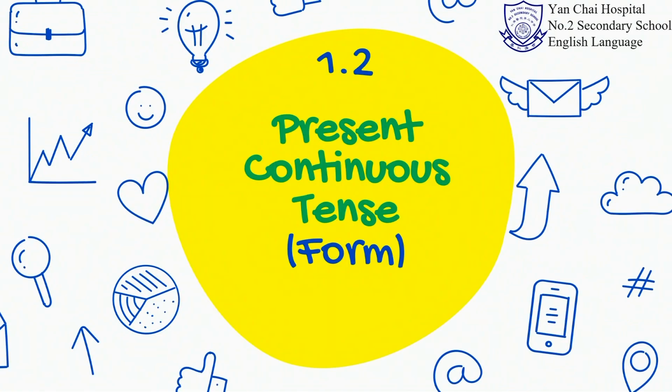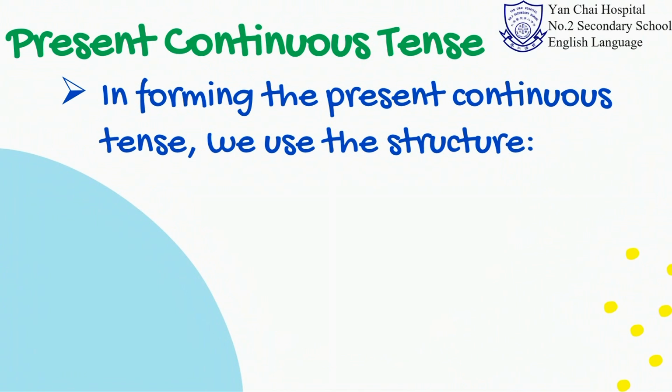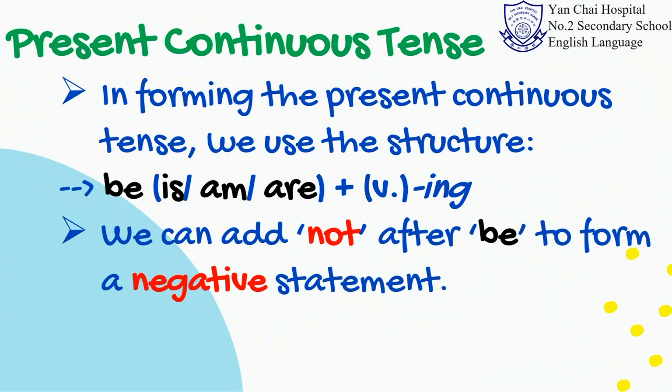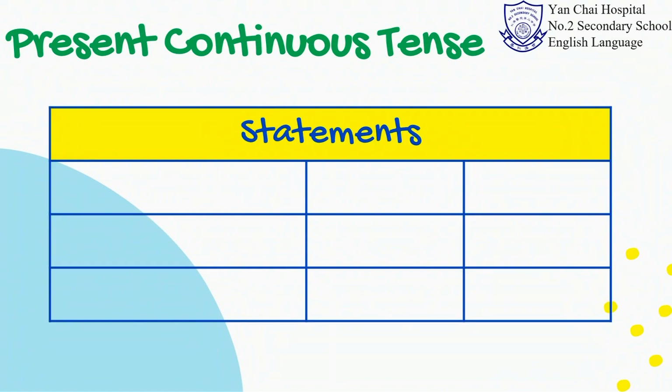Part 1.2 Present continuous tense form. In forming the present continuous tense, we use the structure be (is, am, are) plus a verb in ing form. We can add not after be to form a negative statement. Let's look at the table to see how to form statements.